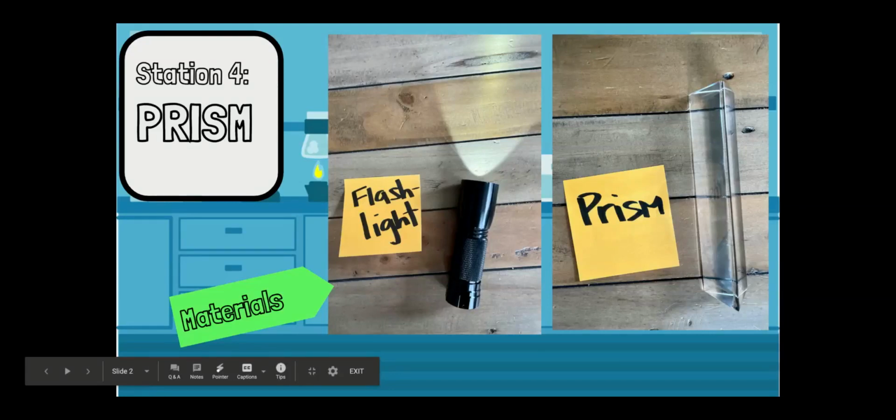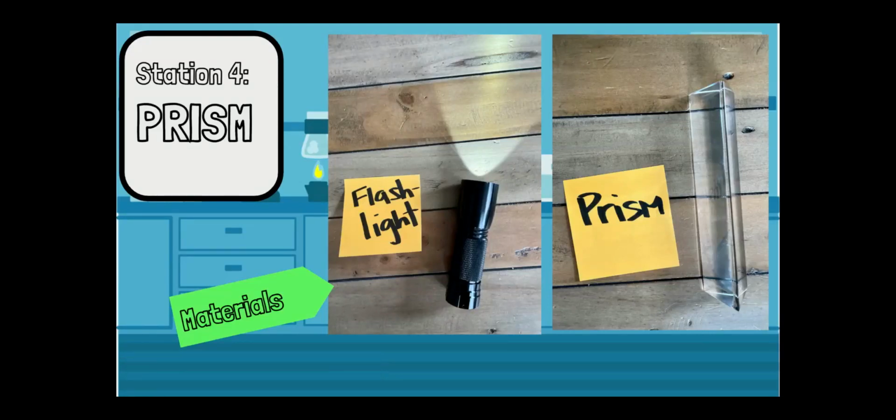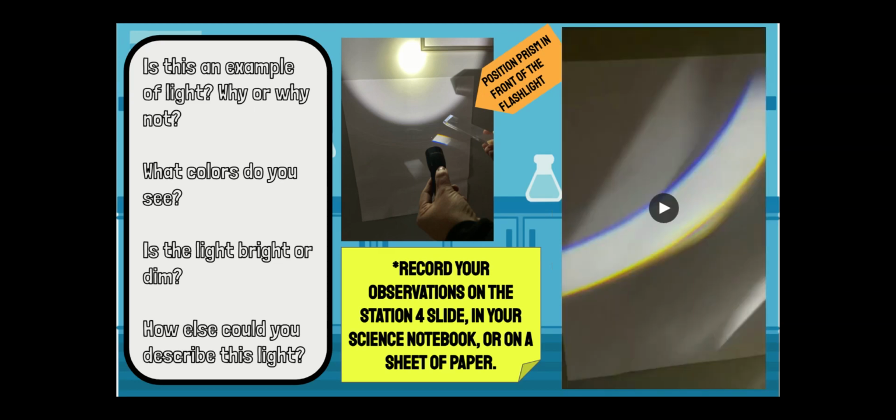So here we are at station 4. We are looking at a prism, which is the glass object on the right. We are going to be using a flashlight to shine a light on the prism. And I'm going to let you make some observations about what happens. As we watch, I want you to think about the questions that you see on the left. Is what we're looking at an example of light? Why or why not? Prove what you think.